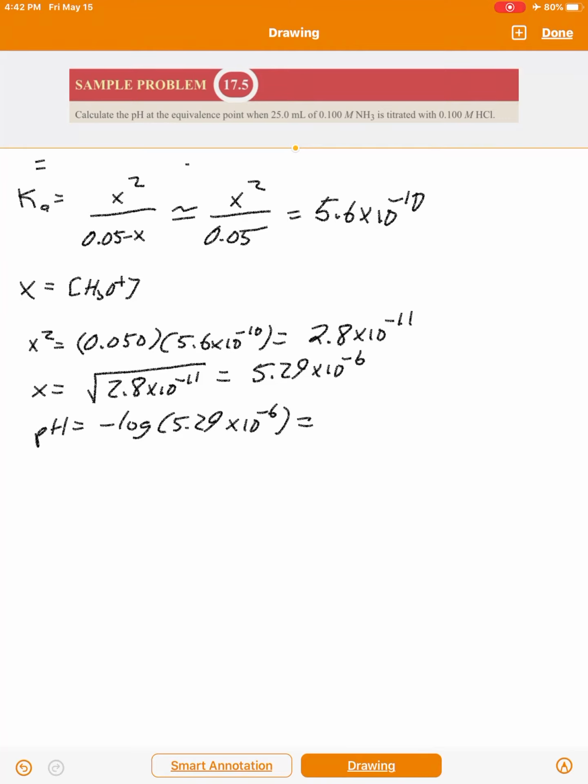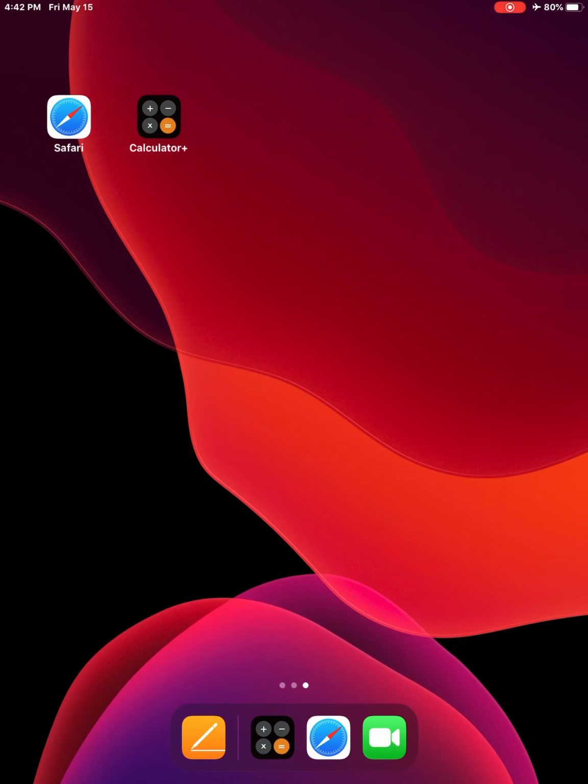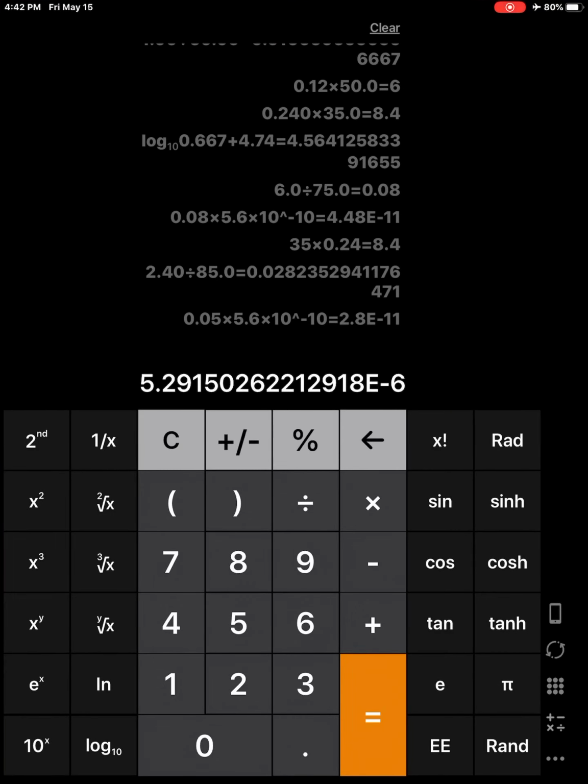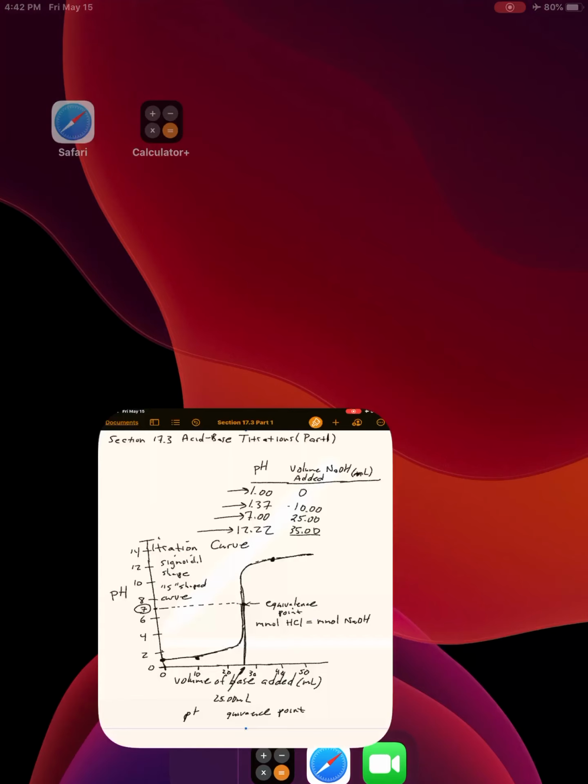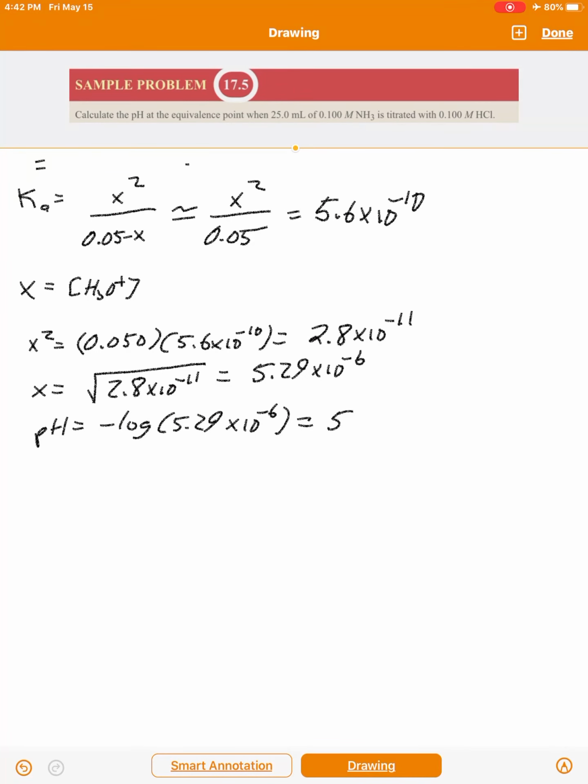Putting everything together from chapter 16 and from 17, we get 5.28. There you go. There's our pH. So at the equivalence point of HCl and ammonia, strong acid with a weak base, the equivalence point is acidic. Now that makes sense. If we have a strong acid and a weak base, the equivalence point should be in the acidic regime. So there we go.